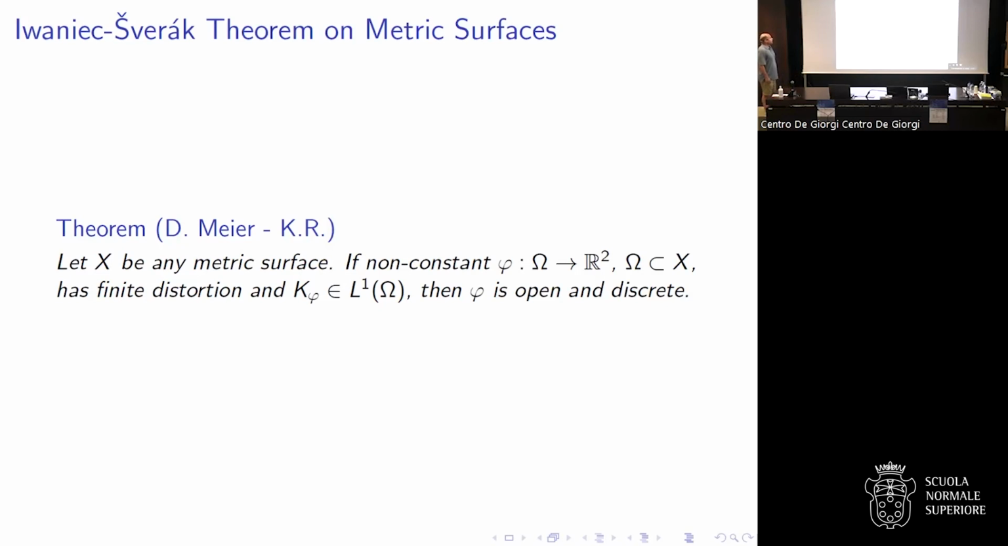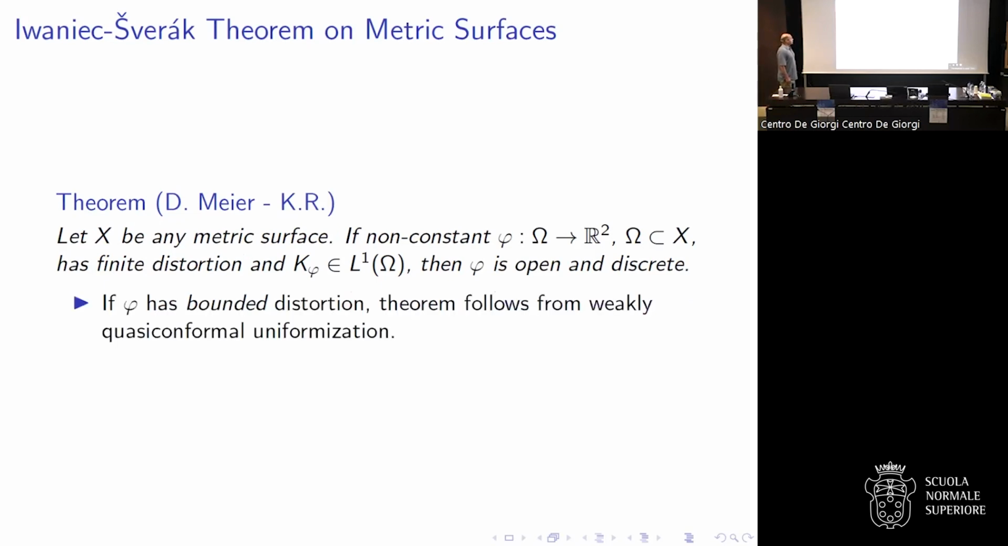And if the distortion is bounded, in other words, if F is a quasiregular mapping or mapping of bounded distortion, then one can prove this theorem almost directly using the weakly quasiconformal parameterization, because if you are given such a map, you can decompose it with the weakly quasiconformal parameterization. Then you have a Euclidean map. You can show that it's still quasiregular, and you can use the Iwaniec-Šverák theorem or whatever Euclidean result of that nature.